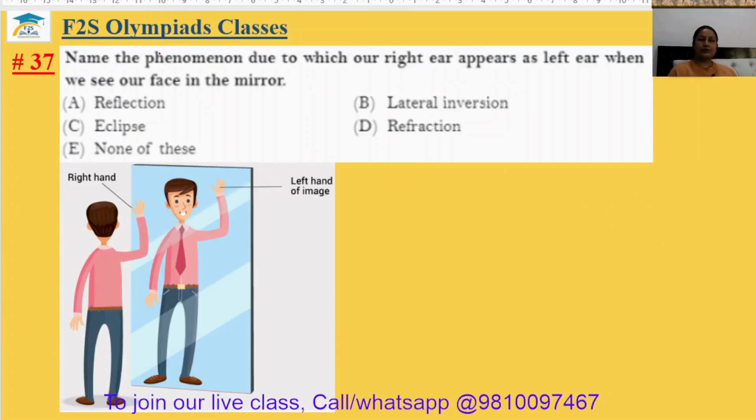Question number 37. Name the phenomenon. Our right ear appears as left ear when we see our face in the mirror. So right becomes left, left becomes right because of the lateral inversion. 37 answer.